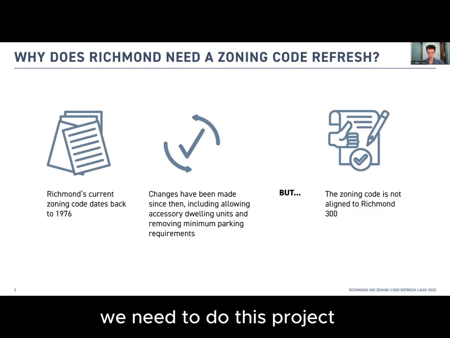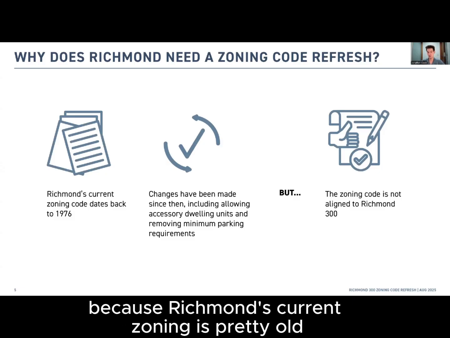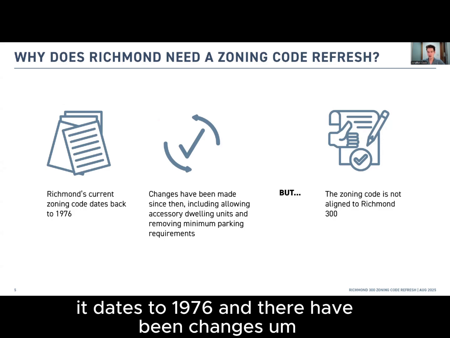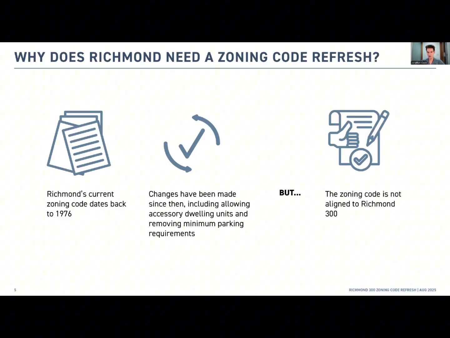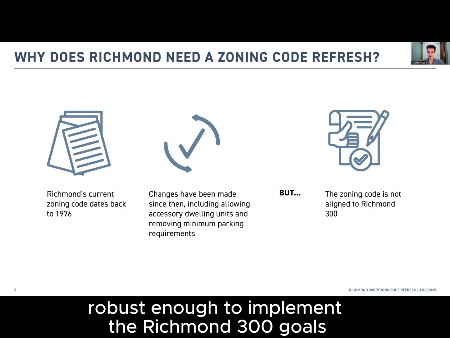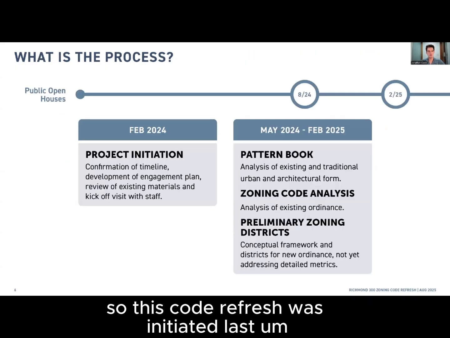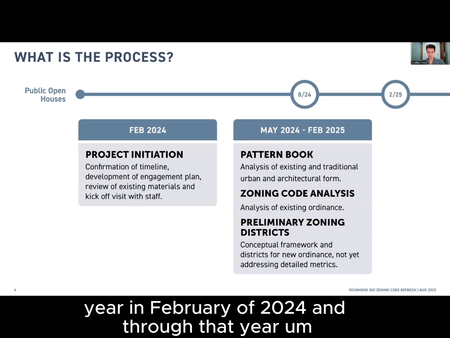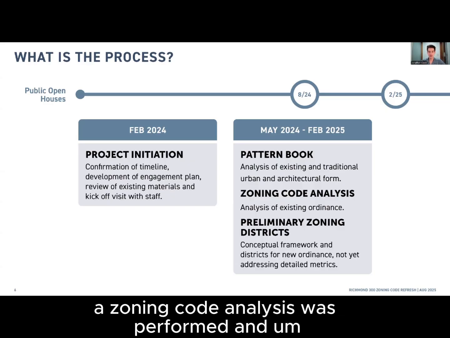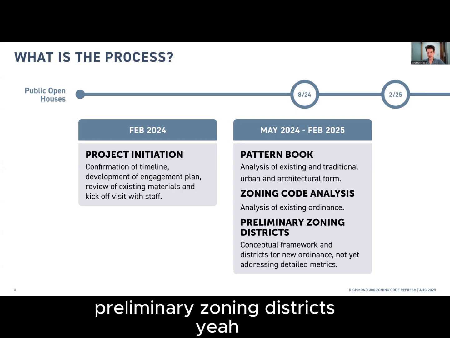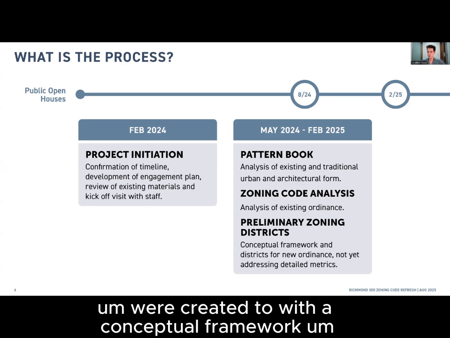We need to do this project because Richmond's current zoning is pretty old. It dates to 1976, and there have been changes made over this period of time, but it is not robust enough to implement the Richmond 300 goals. This Code Refresh was initiated last year in February of 2024. Through that year, a pattern book was created, a zoning code analysis was performed, and preliminary zoning districts were created with a conceptual framework.